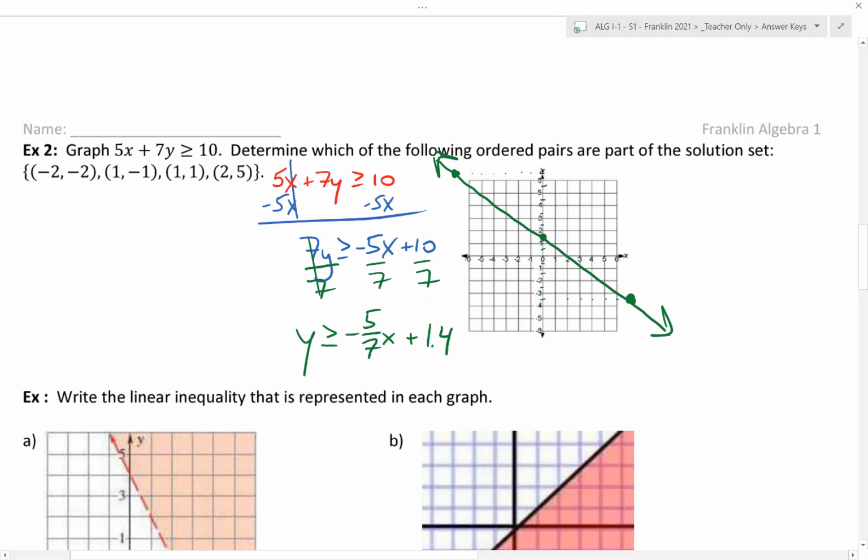We do use a solid line because of the equal to bar. It's greater than or equal to. And we shade above for the greater than part right there.